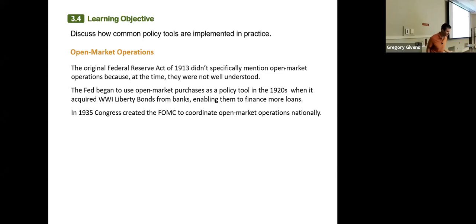Now look, these purchases were quite limited, and there was no coordinated action among the district banks to conduct these open market operations. And so this ended up being quite a big problem during the Great Depression. And so in 1935, Congress amended the Federal Reserve Act to create what we recognize today as the FOMC. That wasn't part of the original Federal Reserve legislation. The FOMC's primary responsibility was to coordinate nationally the purchase and sale of securities, that is, open market operations.